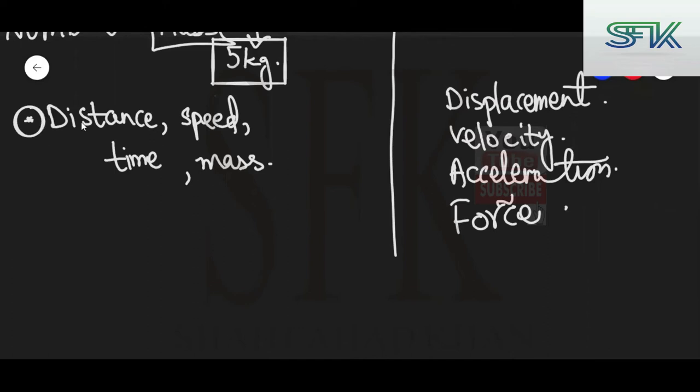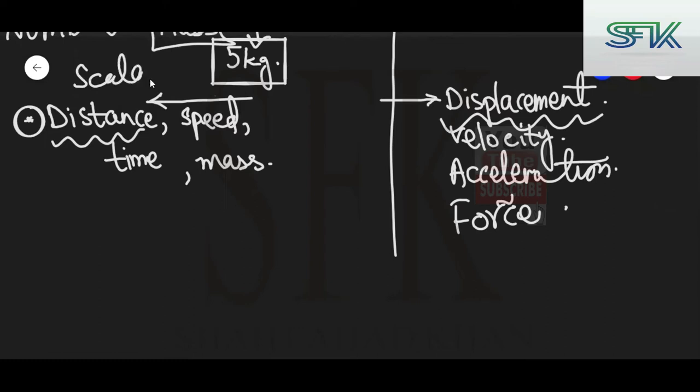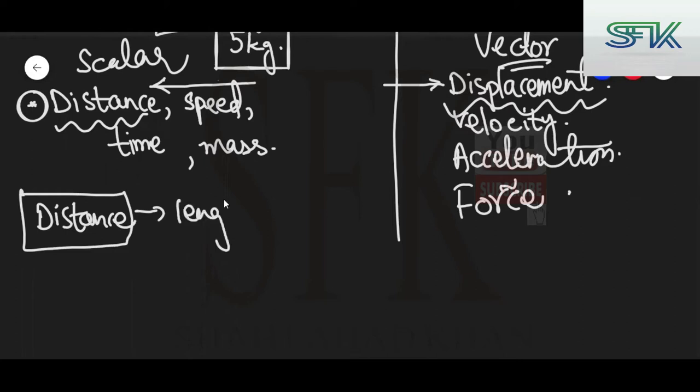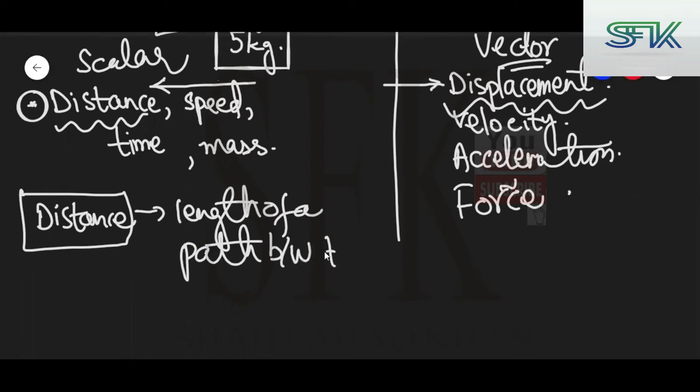First of all, what's the difference between distance and displacement? The very first difference that you might have already guessed is that distance is a scalar quantity, whereas displacement is a vector quantity. This column mentions all the vector quantities, and this column mentions all the scalar quantities. In order to understand the difference between distance and displacement, we need to define them. Distance is the length of a path that is covered between 2 points.